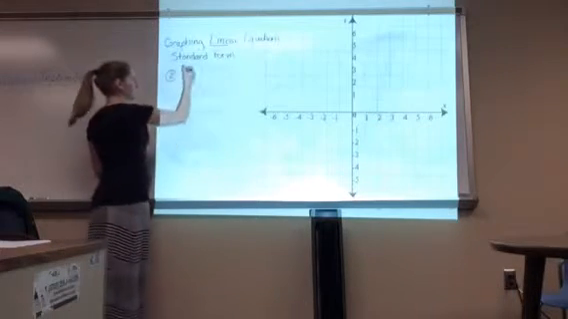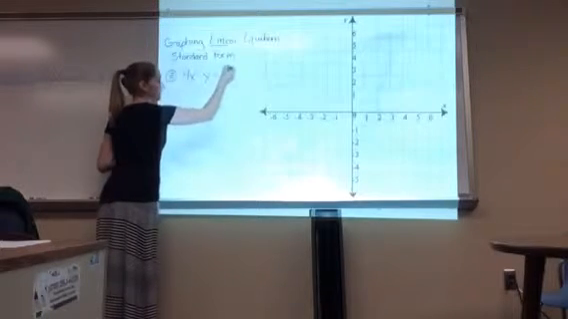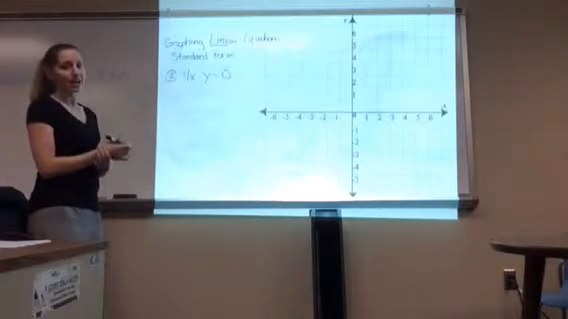For problem number 2, our equation is 4x minus y equals 0. Again, this is not in the proper form.